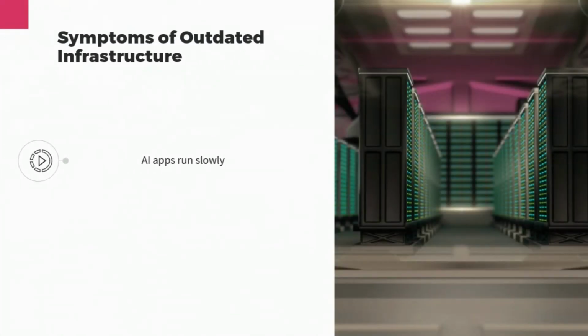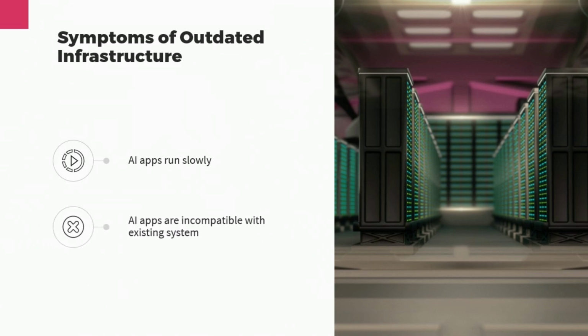Now, outdated infrastructure can also impede the performance and compatibility of AI applications, resulting in slow execution and compatibility issues with existing systems. Outdated infrastructure can lack the computational power or resources required to support the efficient execution of AI applications, leading to sluggish performance and suboptimal user experiences. And outdated infrastructure can lack compatibility with modern AI frameworks, libraries, or protocols, making it challenging to deploy and integrate AI applications seamlessly within existing IT ecosystems.